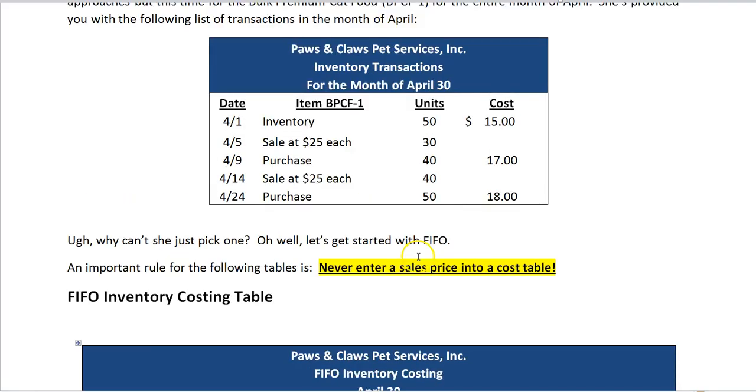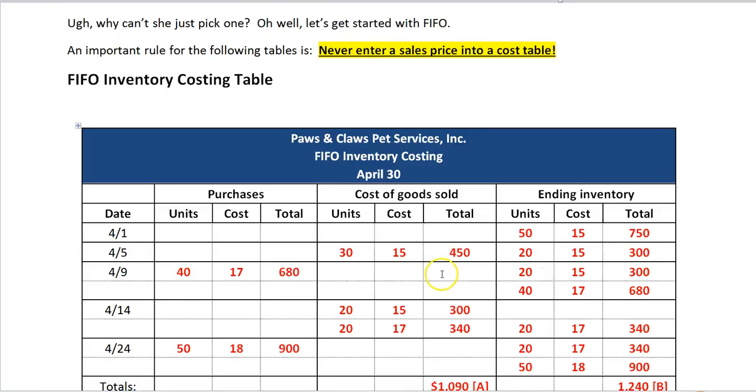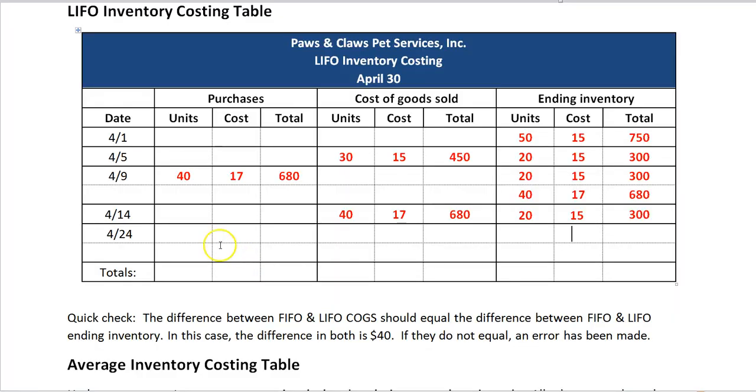The 24th. We purchased 50 at 18. Now we have our prior balance of 20 at 15, and we have our new 50 at 18. I'm sorry, I said it wrong, but it's written right. We had the 20 at 15 and the 50 at 18. We're going to total these two up to get our total cost of goods sold.